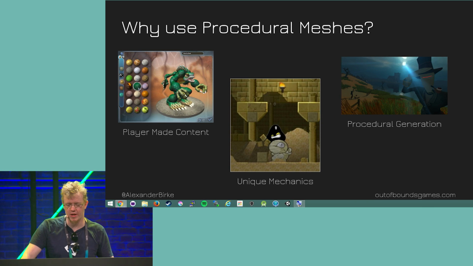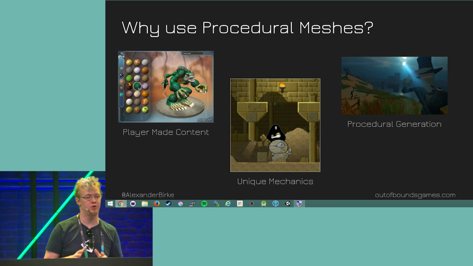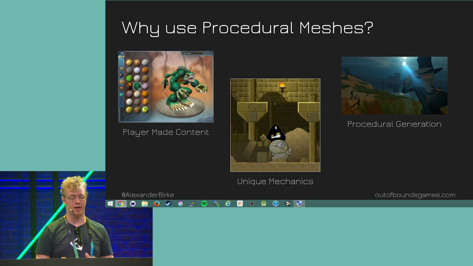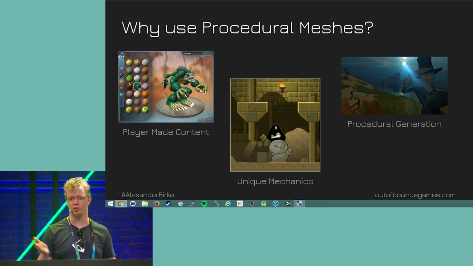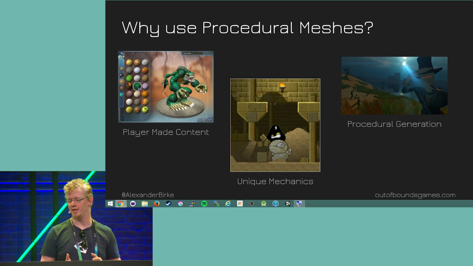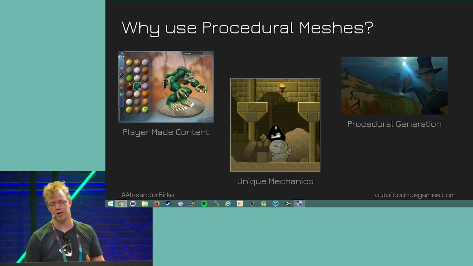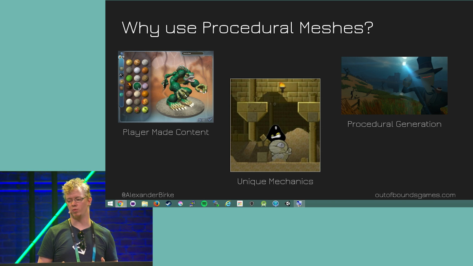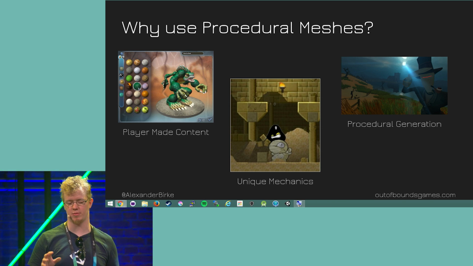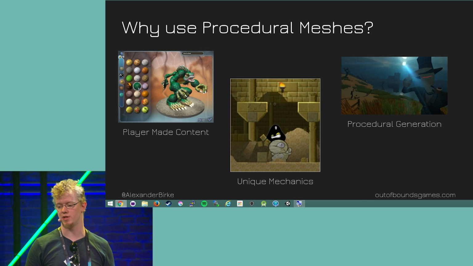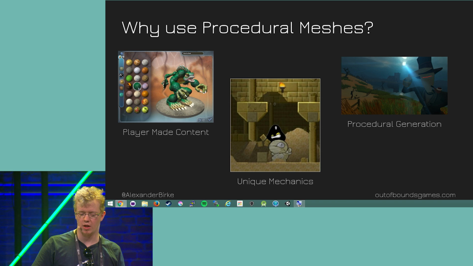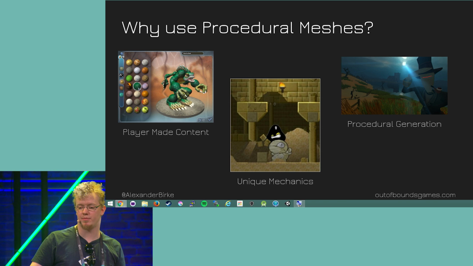Right. So what can you use procedural meshes for? Well, I see three major categories. The first one is player-made content, and I think Spore is a really good example of that. You have these basic shapes and tools for players to create their own creatures. Without procedural meshes, you wouldn't be able to get the smoother looking surfaces that you have in Spore. It also allows unique mechanics.